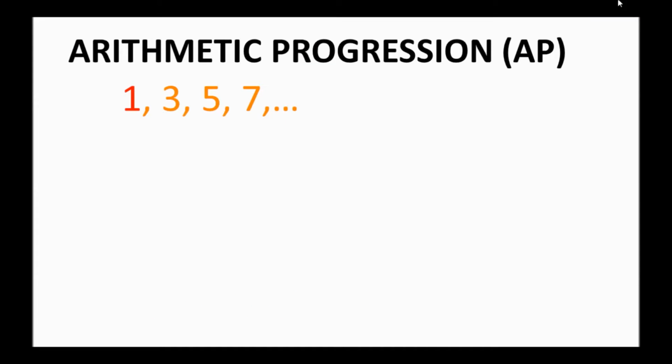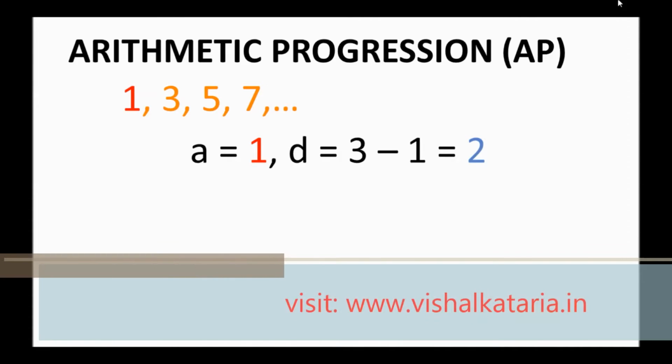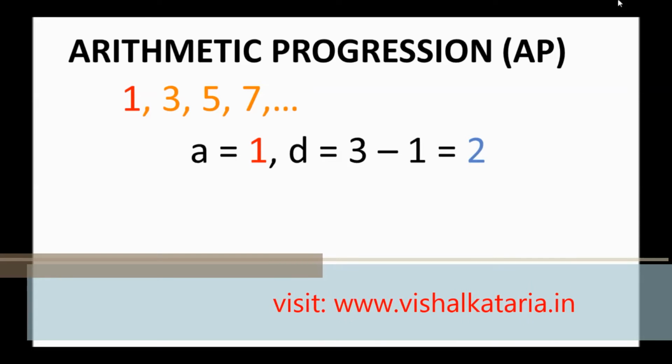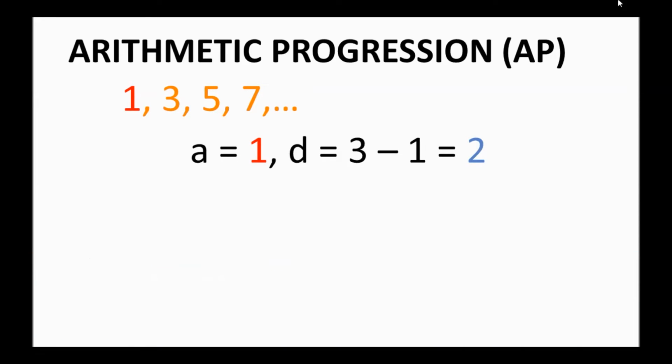So this is how we can form an arithmetic progression if its first term and the common difference are given. Let's take an example. We have an arithmetic progression 1, 3, 5, 7. Here the first term is 1 and the common difference is 3 minus 1, which is 2, which is also equal to 5 minus 3 and 7 minus 5. So here the first term is 1 and the common difference is 2.